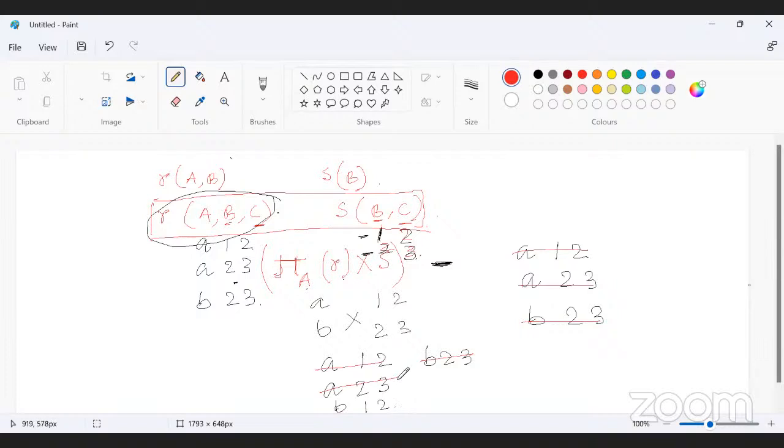Sorry to interrupt. Where did this B 2, 3 come from in the middle column?